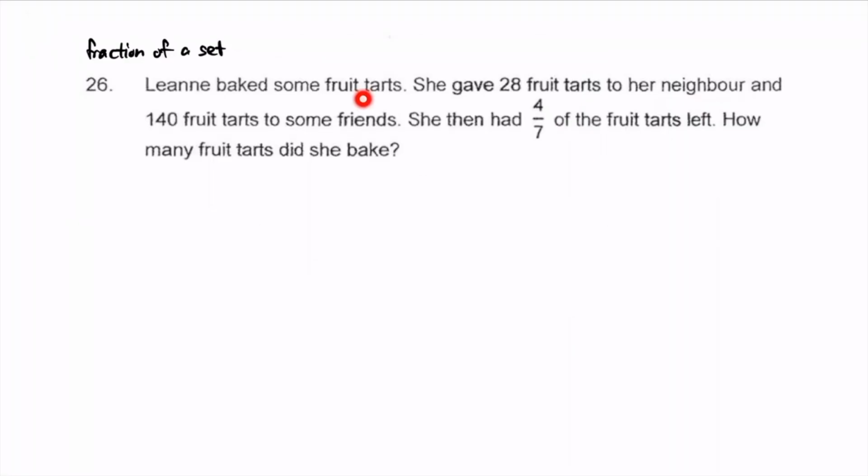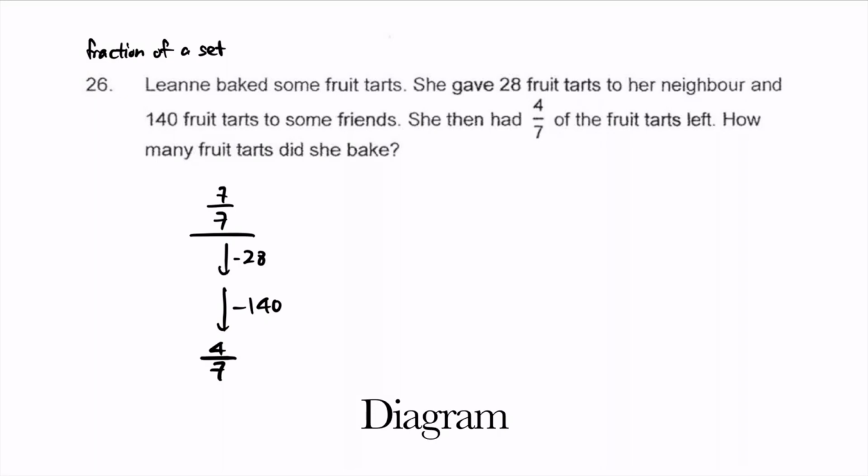Leanne baked some fruit tarts. How many? We don't really know. She gave 28 to her neighbor. Well, that's minus 28. And 140 to some friends. That's minus 140. She then had 4 out of 7 units left. Well, we should draw a model to show the changes. So we have a total of 1 whole, 7 out of 7 units.